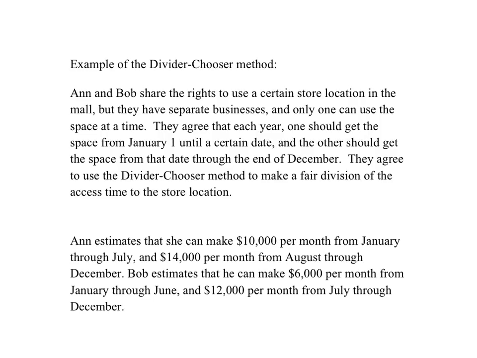Anne estimates that she can make $10,000 per month from January through July, and $14,000 per month from August through December. That's believable, right? Not every business makes the same amount of money at every time of year. Some businesses are seasonal. Many businesses are seasonal in this way. Bob estimates that he can make $6,000 per month from January through June and $12,000 per month from July through December. So this is our given information about how much each player values each part of the goods. Okay, the goods are the calendar year.